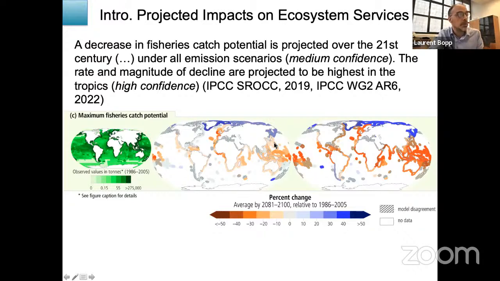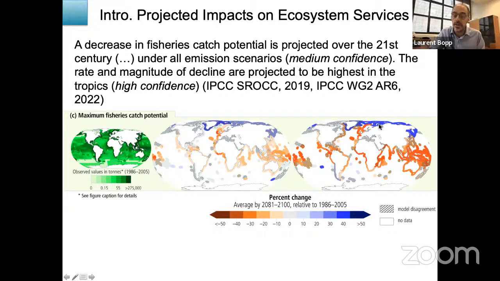And you have here two maps showing the potential impacts of climate change on fisheries yield or fisheries catch potential for two different scenarios. And you see that under high or elevated global warming on the right, you have potential large decreases in fisheries catch potential, especially in the tropics, that may decrease by up to minus 40 or 50% in some regions of the global ocean. And these declines in tropical fisheries or mid-latitude fisheries may be contrasted with increases in fisheries in some other regions of the ocean.